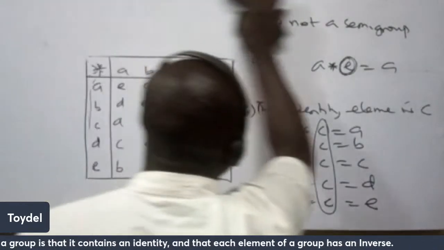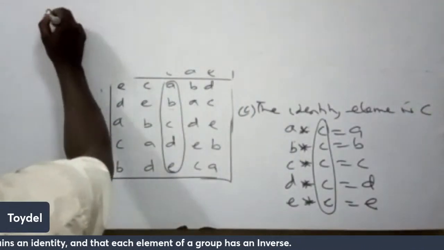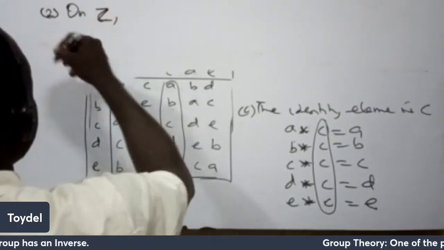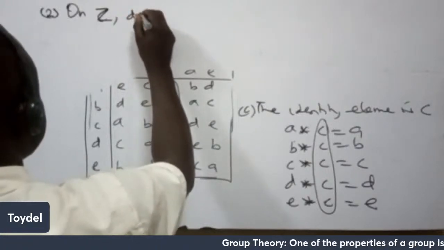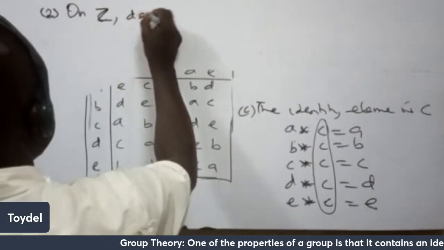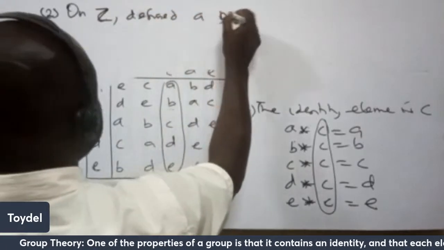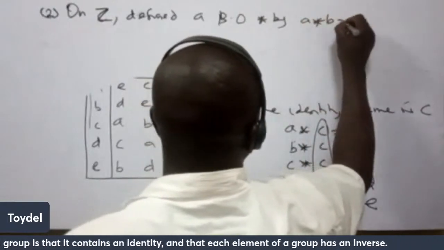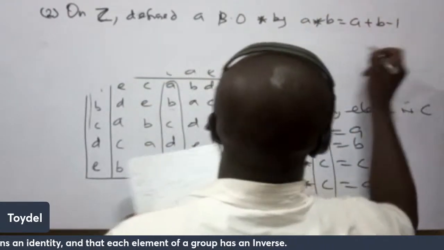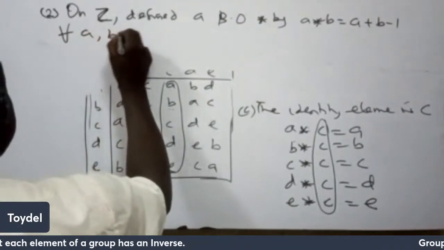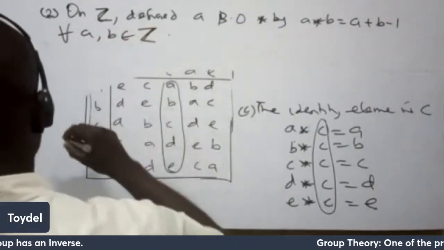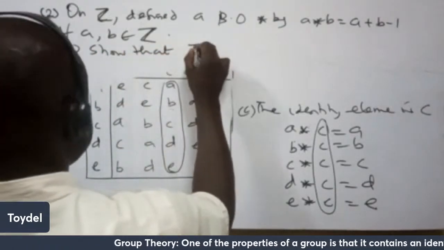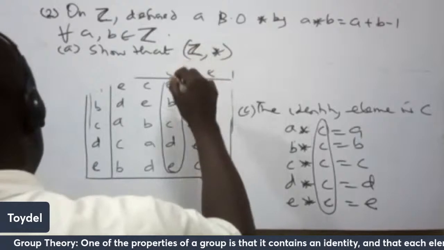So we go to another question. Let's go to question 2. The question says that on Z, that is on the set of integers, define a binary operation asterisk by A asterisk B equal to A plus B minus 1 for all A, B that belong to integers.